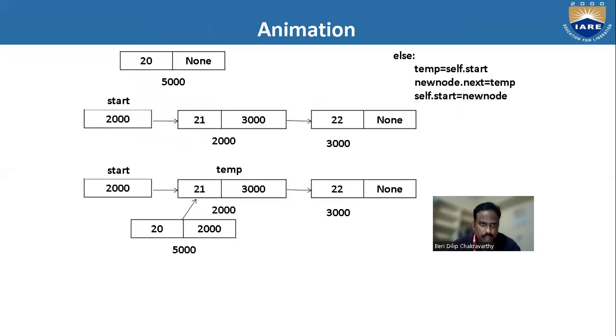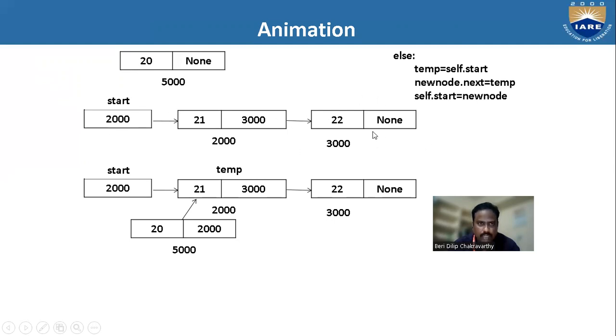Yeah, observe here. So I have taken a new node, 20. So earlier the list is like this: 2000, 21, 22. For 21, the next node's address is 3000. The address of 2000 is stored here. Okay, this is the first list I'm having.